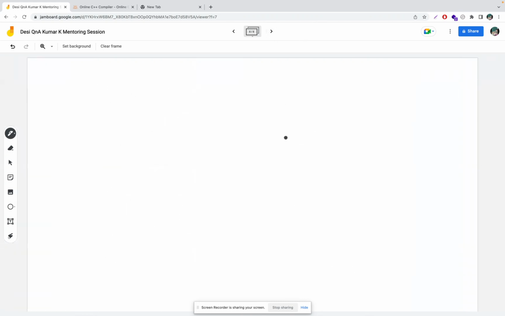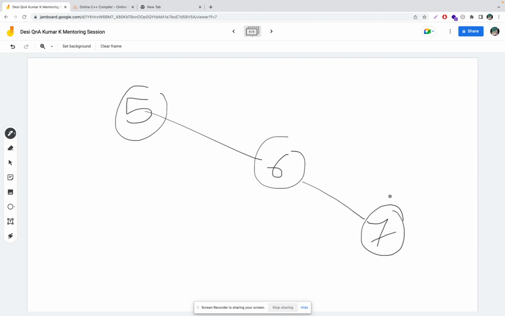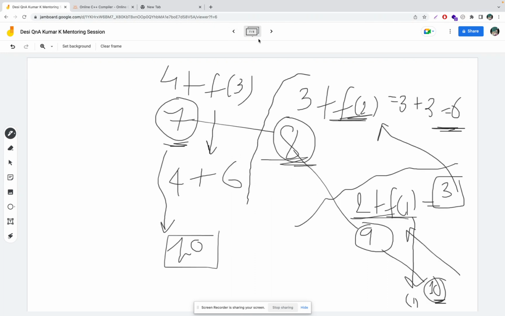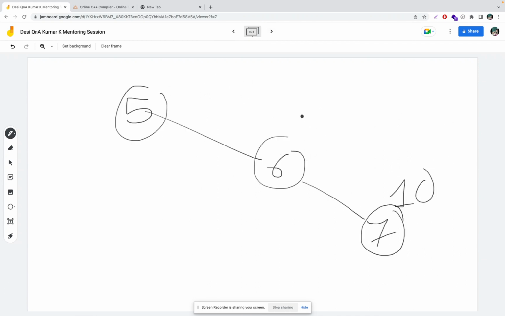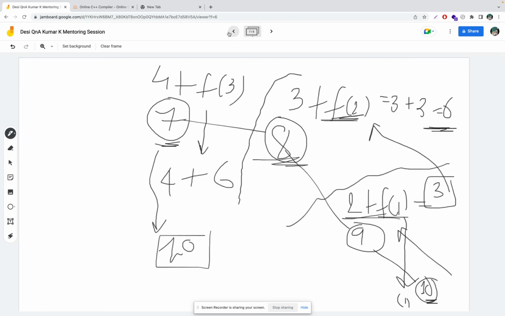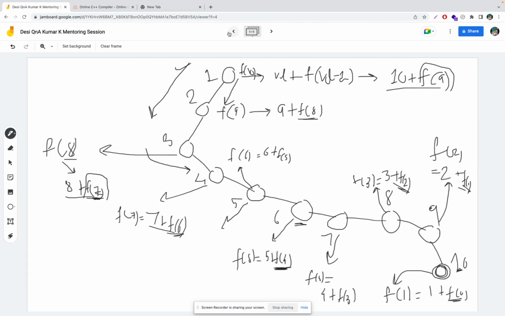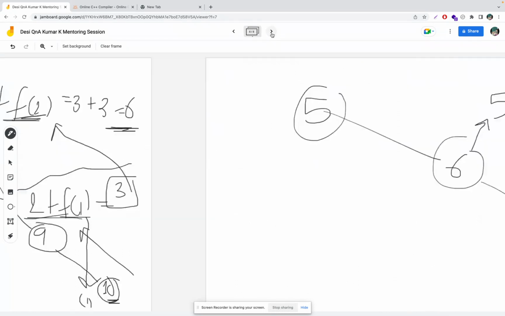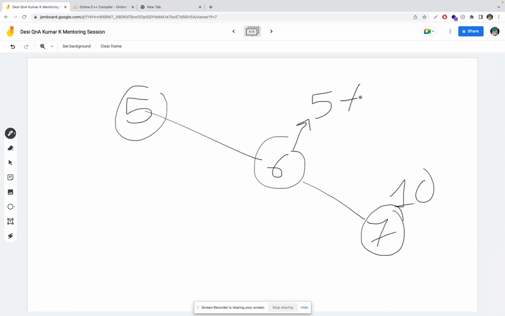So at the 7th node, I'm not drawing the full picture. Just assume we reach the 7th node, then we have to reach the 6th node, then the 5th node. At the 7th node, the answer is 10, from 4 plus f of 3. Now at the 6th node, you can always go and check its value. It was 5 plus f of 4.